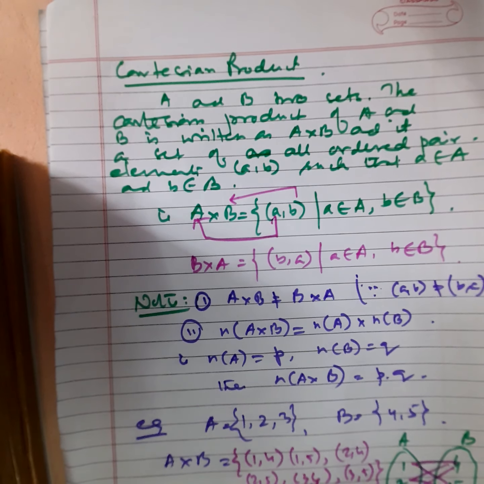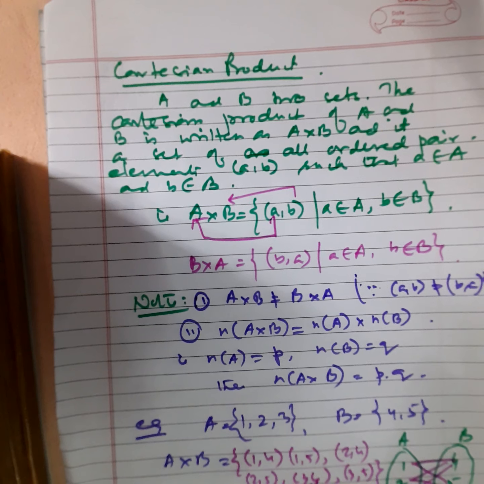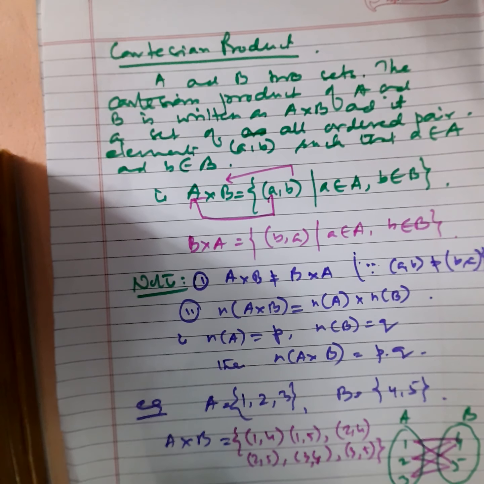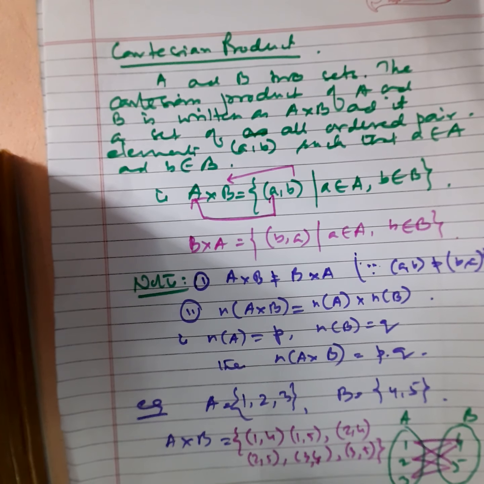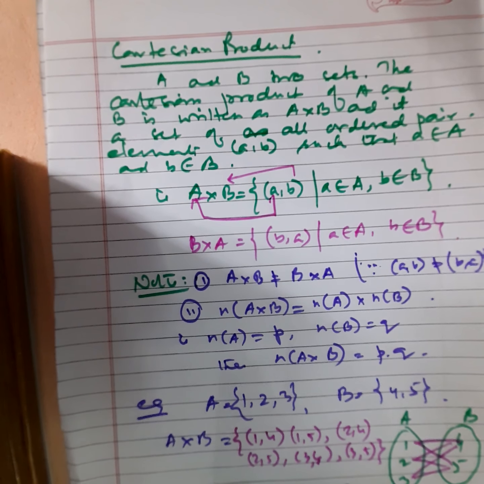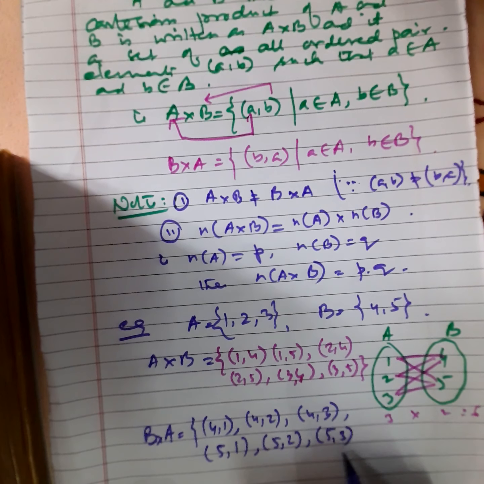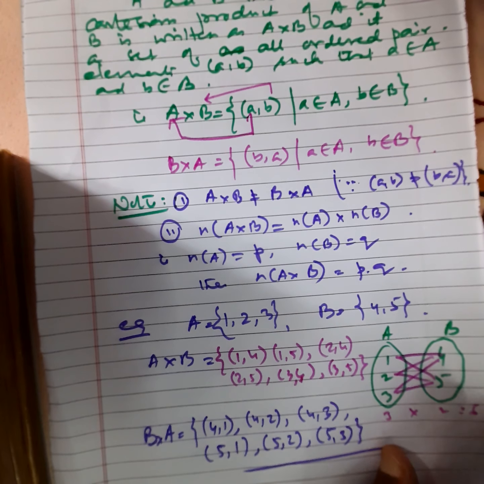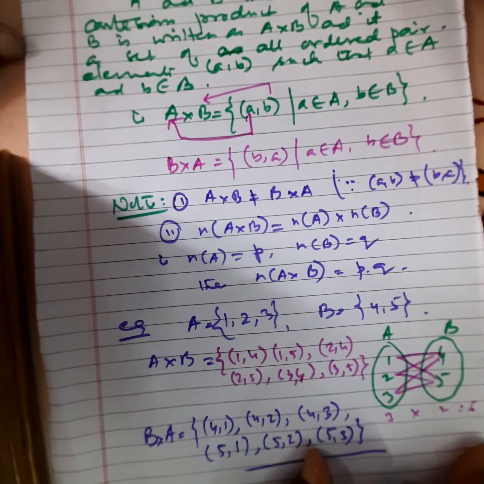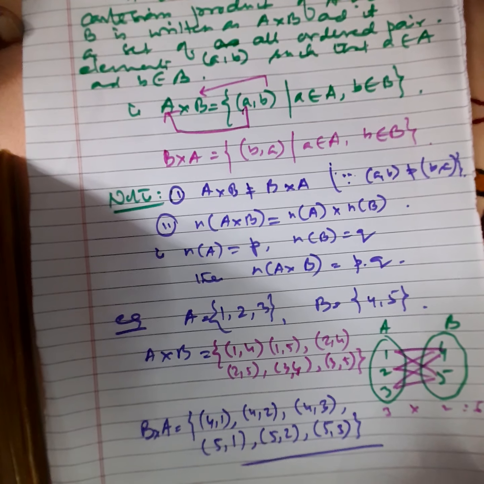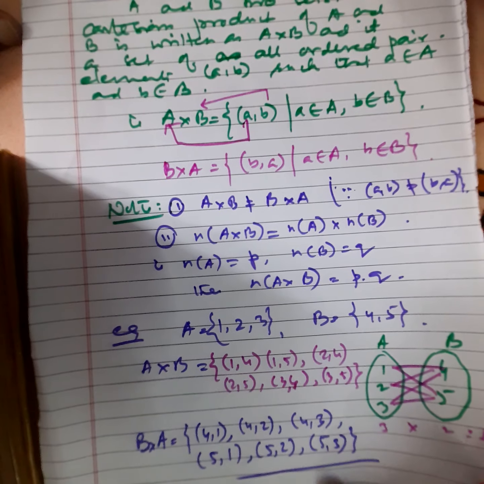So how many elements? Here there are 3 elements, here 2 elements, but A cross B has how many? 6 elements: 1, 2, 3, 4, 5, 6. Similarly, how do you get B cross A? The first element will be from the set B, that is (4, 1), (4, 2), (4, 3). Then (5, 1), (5, 2), (5, 3). In this way you have to write A cross B and B cross A. So this is the Cartesian product of two sets.